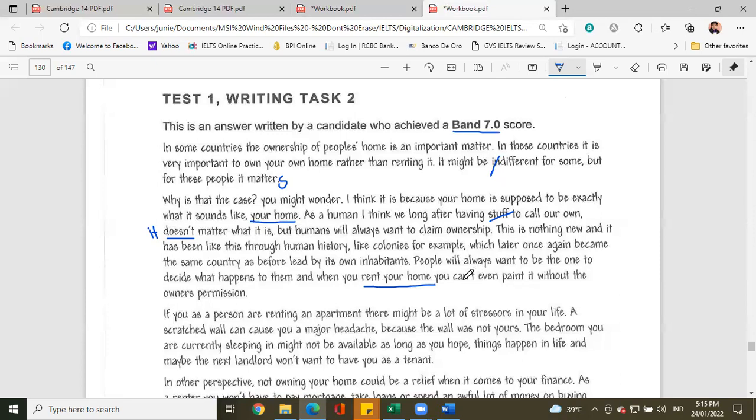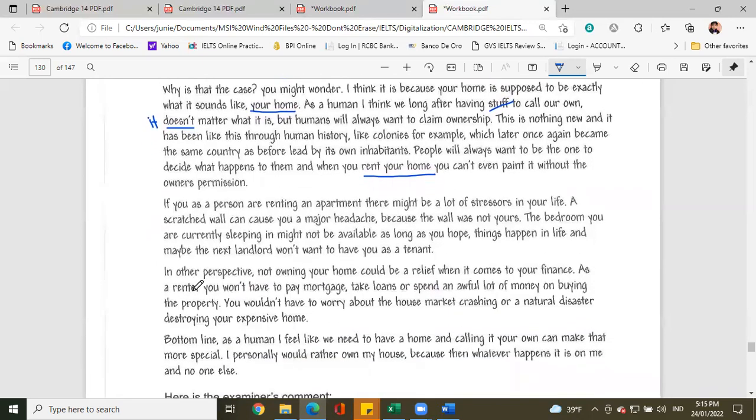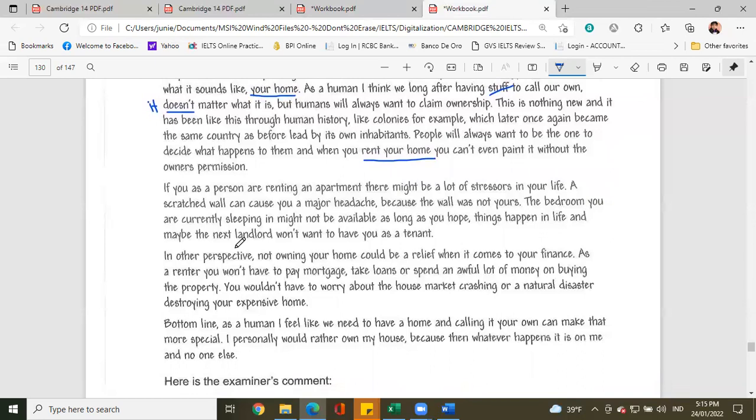You cannot even paint it without the owner's permission. If you as a person are renting an apartment, there might be a lot of stressors in life. A scratch wall can cause you a major headache because the wall was not yours. The bedroom you're currently sleeping in might not be available as long as you hope. Things happen in life, and maybe the next landlord will not want to have you as a tenant.